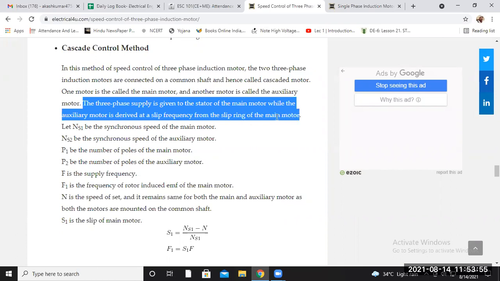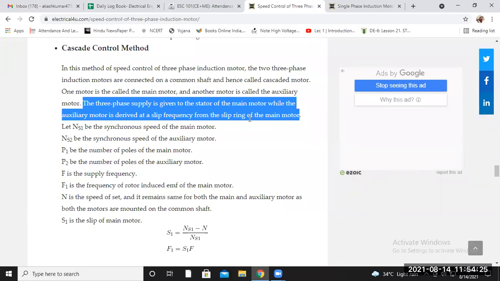Let us write the formula for the rotor frequency of the induction machine. Just write the formula, no need to elaborate. Rotor frequency is equal to slip into supply frequency. If you have a copy or pen, note it down: the rotor frequency is equal to the slip times the supply frequency.